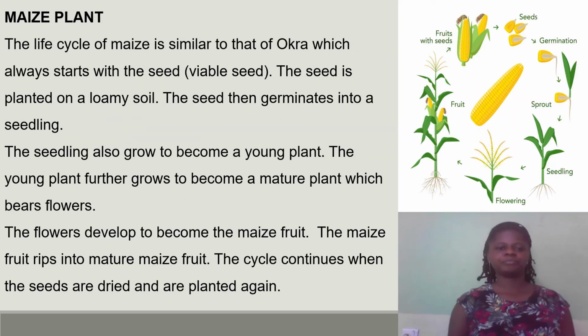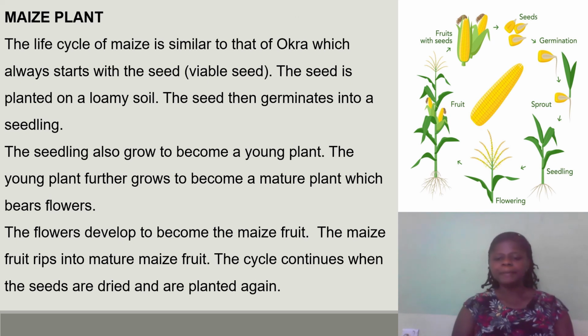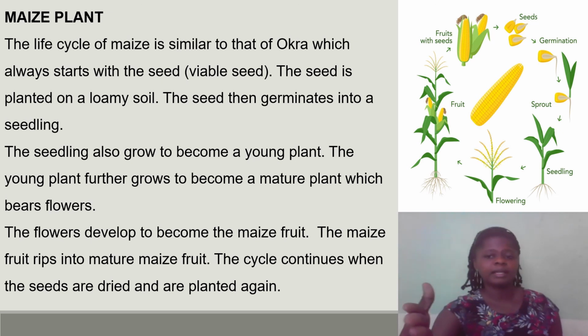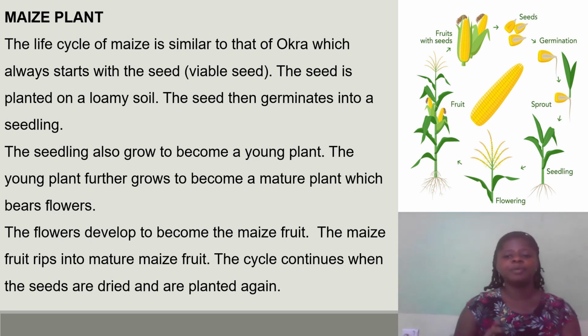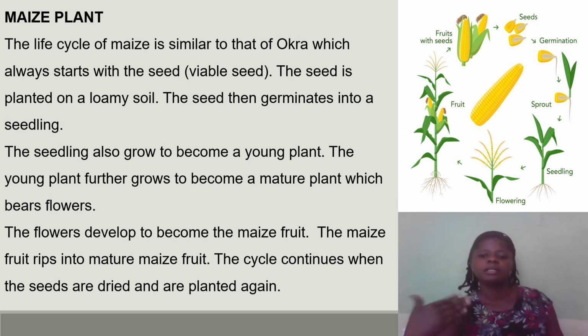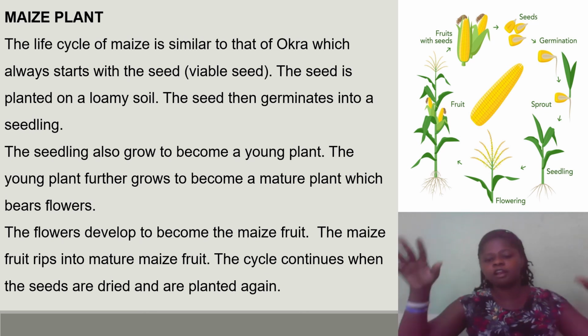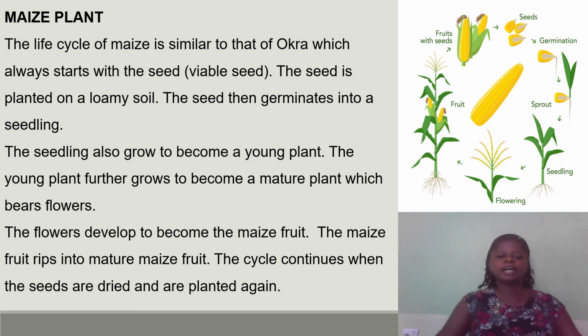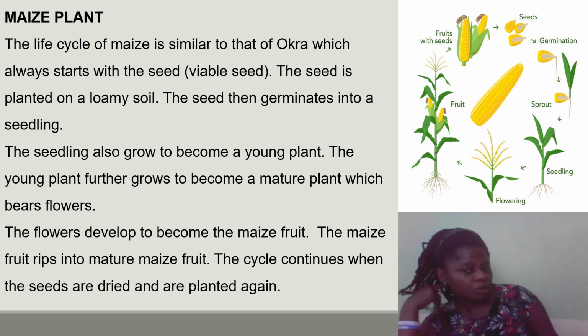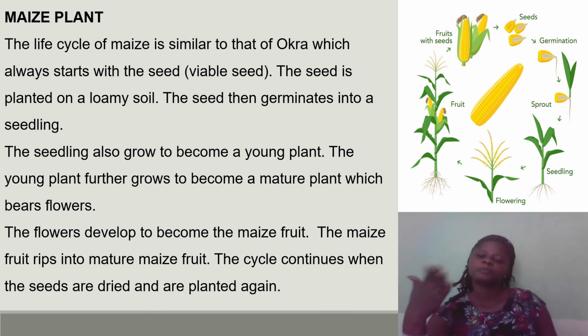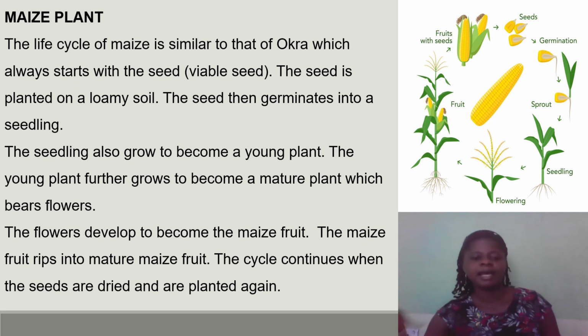Basically, the maize also follows the same kind of cycle. It also follows the planting of the seed, the germination, it will sprout, then seedling, come to the flowering plant, then the fruit, and then the fruit with seeds will come. Then harvest time is here again. The cycle continues again when the fruit or the seeds are dried and planting season comes again.